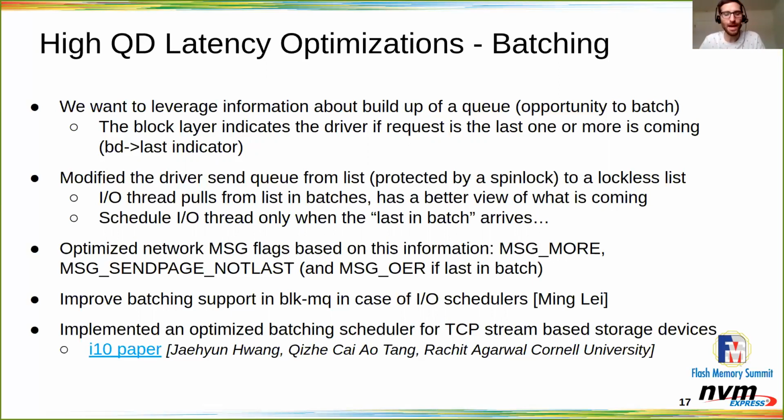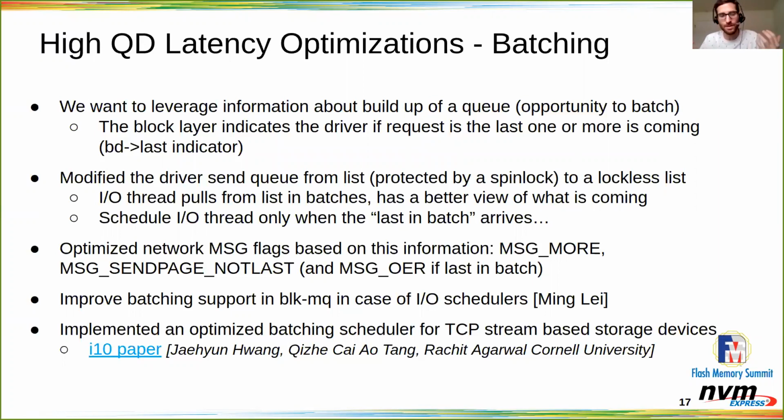Then we add this information and hand it to the network stack through message flags on top of our send operations, to have the network act more efficiently. For example, if we know that we're going to send a piece of data to the network, and we know that we have a queue building up behind us, we'll indicate it with MSG_MORE. We hint to the stack that it needs to wait for more data and not necessarily send it right away. It has an opportunity to batch.